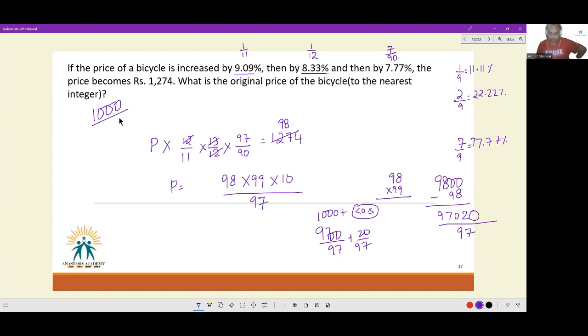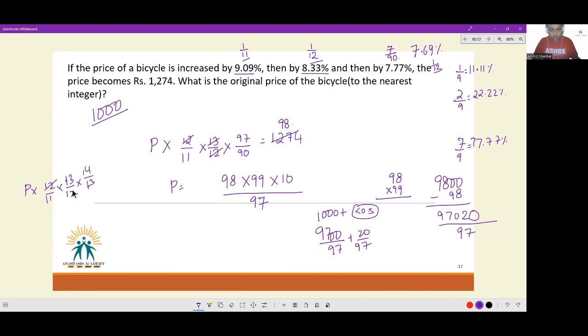Okay. Now, hopefully we know these numbers 1 by 11, 1 by 12. Now see, if this question had to be framed more simply, instead of 7.77%, if it had been 7.69%, our life would have been easier because 7.69% is 1 by 13. Then our calculation would have been so much nicer. P into 12 by 11 into 13 by 12 into 14 by 13.